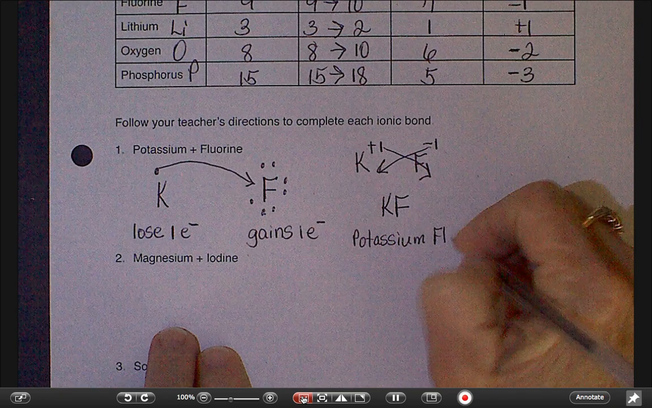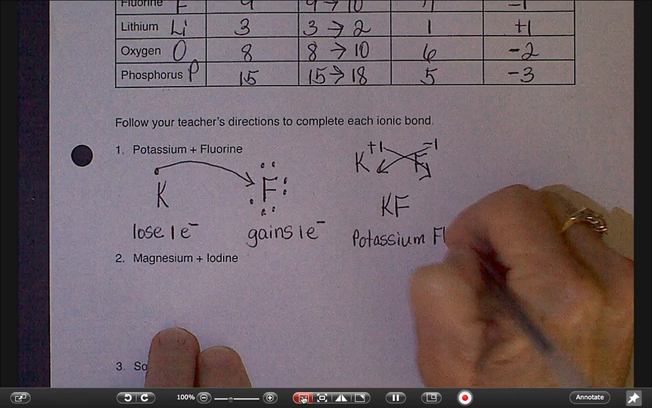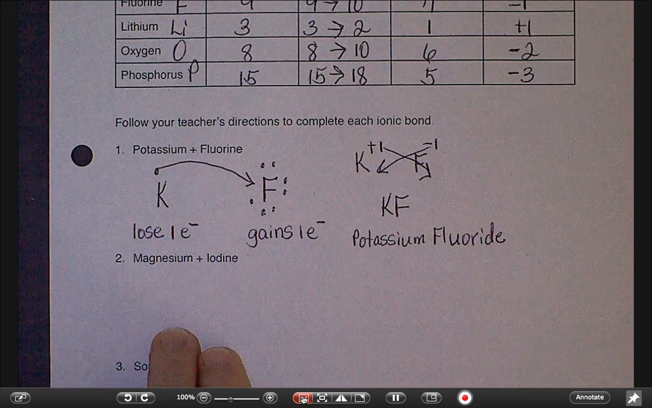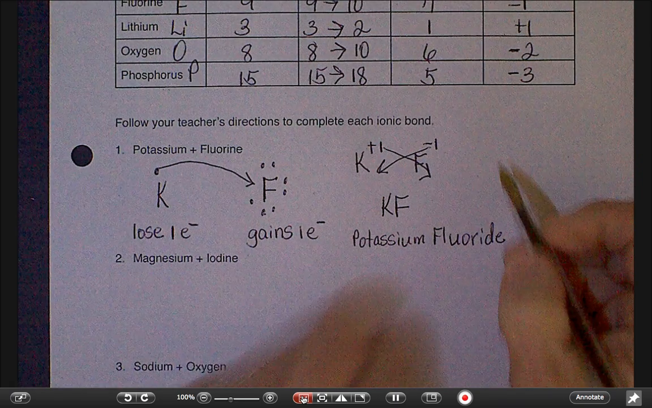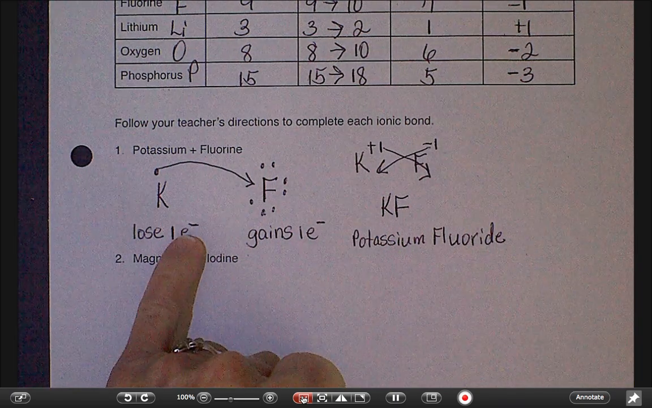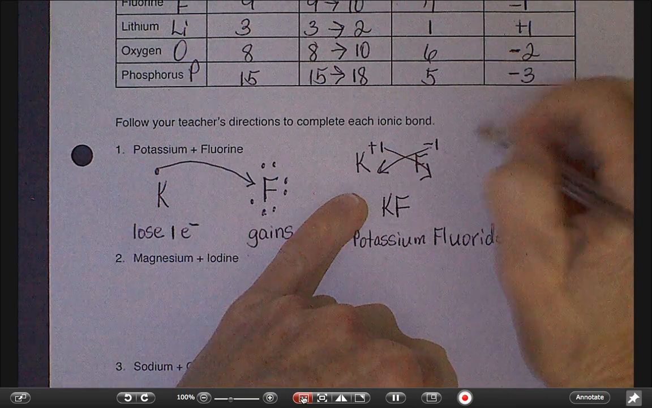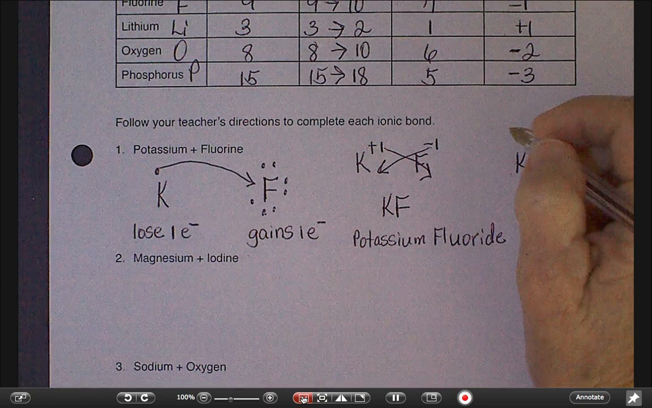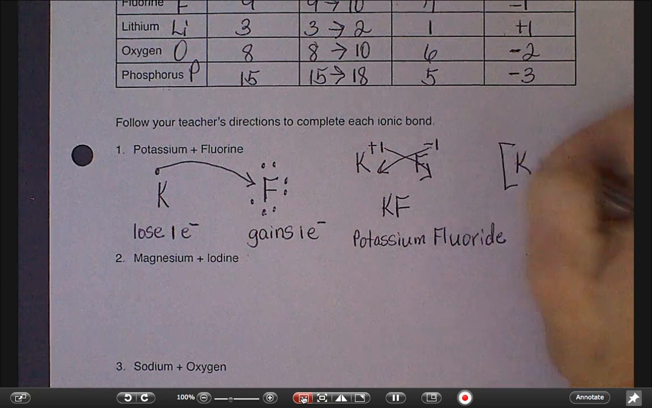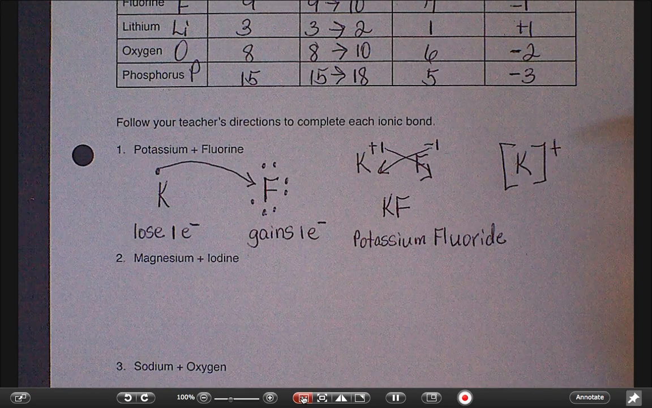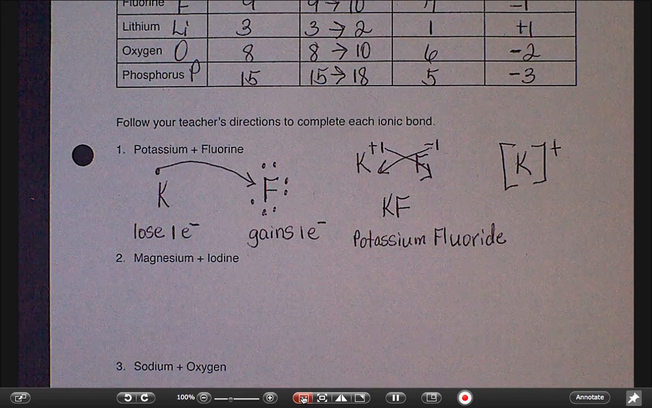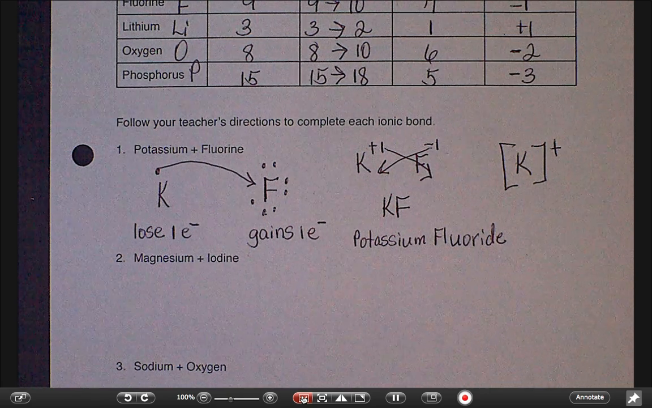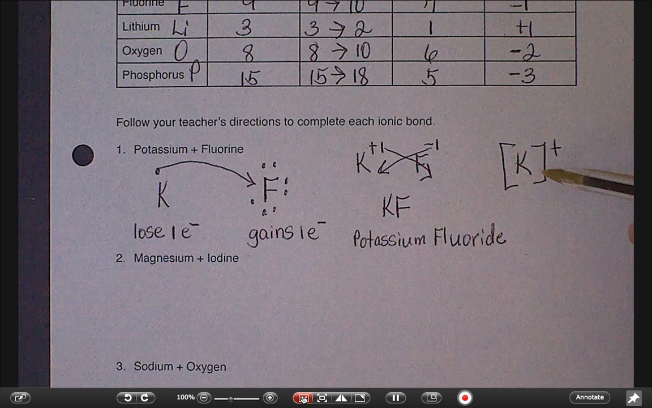Now, fluoride, most all of us want to misspell it, but it's U before the O. Okay? Now then, when you see K in their ionic, you will see it also written with brackets around it with a plus. When we start writing covalent Lewis structures, this is going to make more sense.